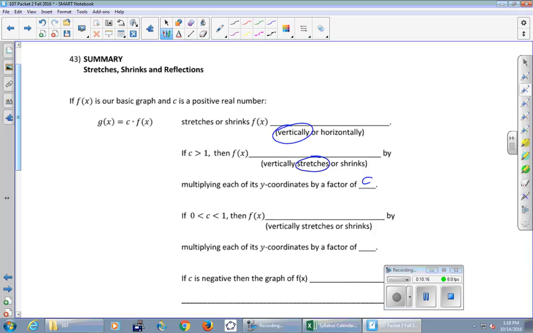Oh no, maybe it should be like two separate thoughts. It's going to be a stretch or a shrink, and to decide if it's a stretch or a shrink, you have to compare the number C to 1. If C is greater than 1, it is a stretch. If C is between 0 and 1, it is a shrink.